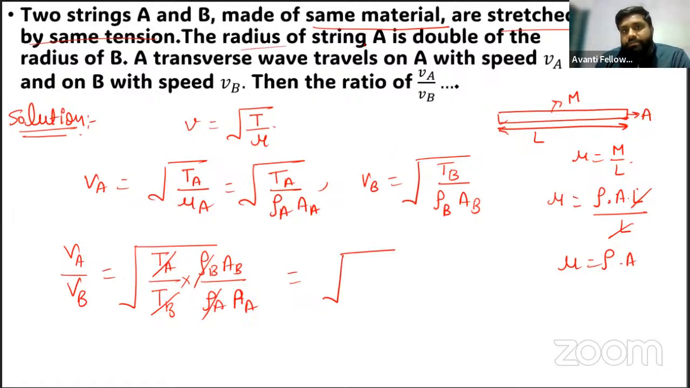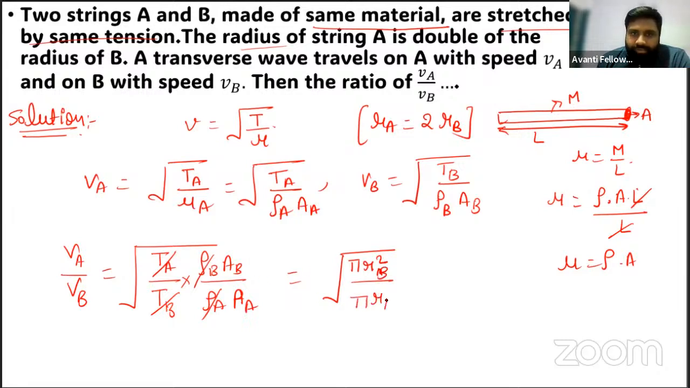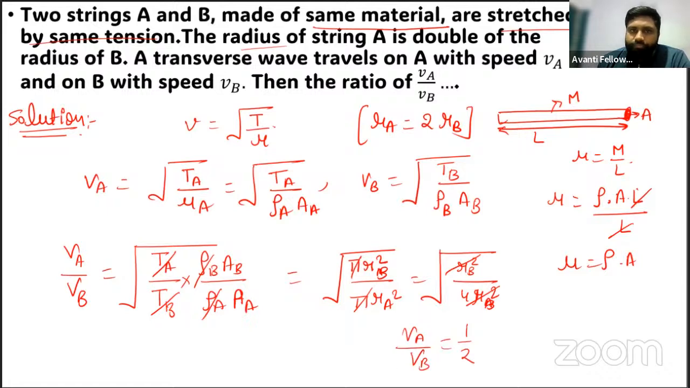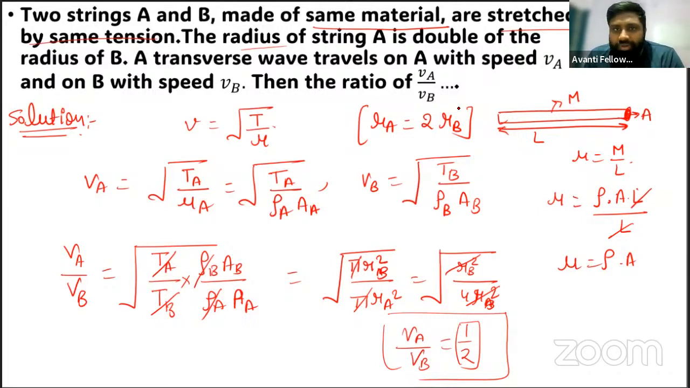Now, the radius of string A is double the radius of B. You can say that radius of A is 2 times the radius of B. So area of B we can say, because this string you can consider to be circular like a cylinder, has an area of cross section pi r squared. Now put the value. RA is equal to 2RB. Pi and pi will cancel out. RA squared is equal to 4 RB squared. This RB squared and RB squared will cancel out. So VA upon VB is equal to 1 by 2. This is the required answer. So very good, student of JNV Ramnagar. Congratulations, you have nailed it.